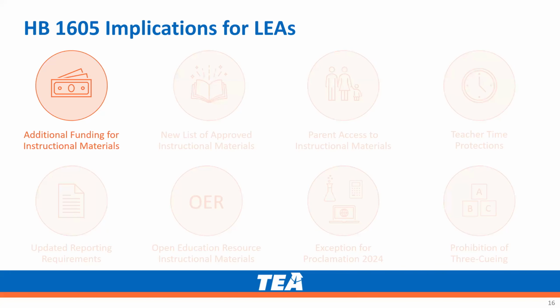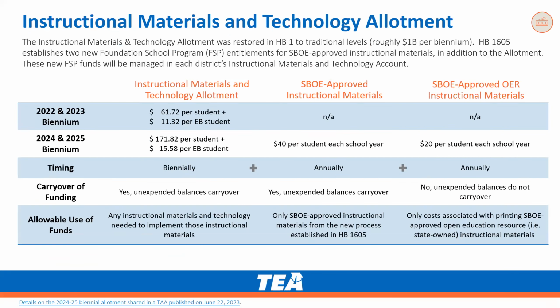So we'll start with that additional funding. There is additional funding for instructional materials in House Bill 1605. And you may have heard a $40 or a $20 amount. So I have this table here.